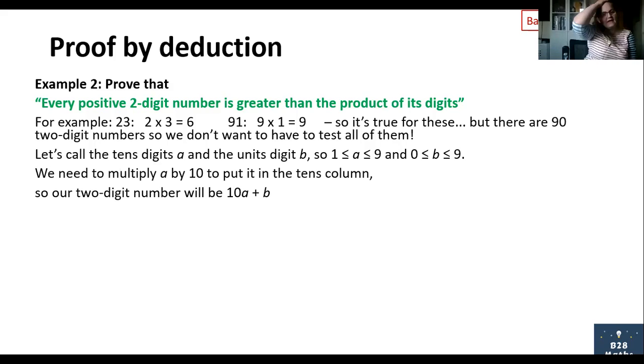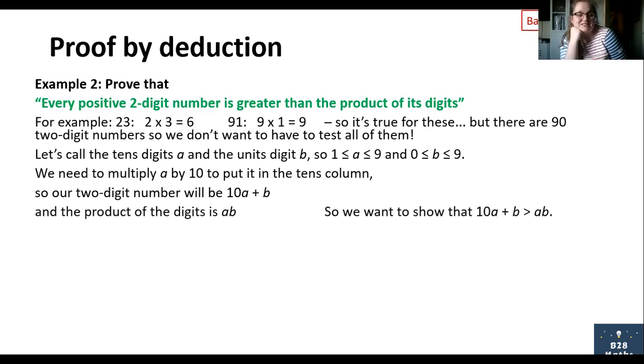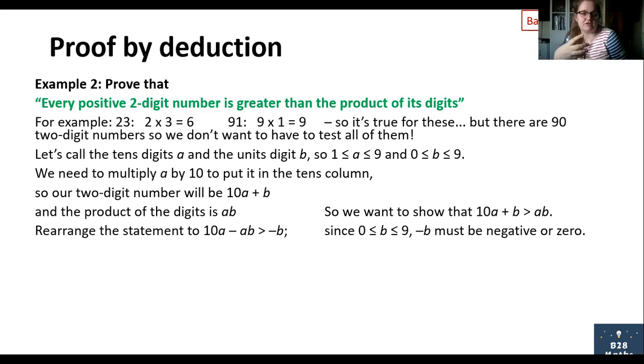To multiply A by 10 puts it in our tens column, and the product of the digits is AB. So we want to show that 10A plus B is greater than AB. So we're going to rearrange our statement. We've now got 10A minus AB is greater than minus B. Since 0 is less than or equal to B, and B is less than or equal to 9, minus B must be negative or it must be 0.